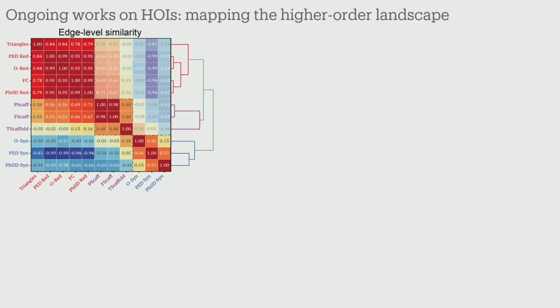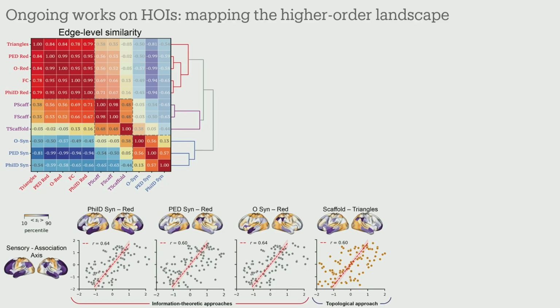This you can do at the nodal level. Here we did it at the edge level. And in particular, you see that all the different ways of defining redundancy are together with functional connectivity and triangles. Then you have something which resembles the scaffolds and the homological part at the center, and all the synergies at the bottom. The interesting part is, although they are very different, basically they align to the unimodal transmodal gradient, so the sensory association axis in particular.